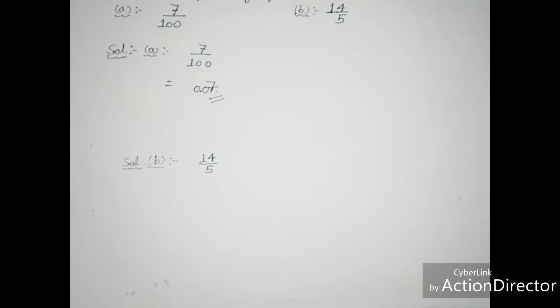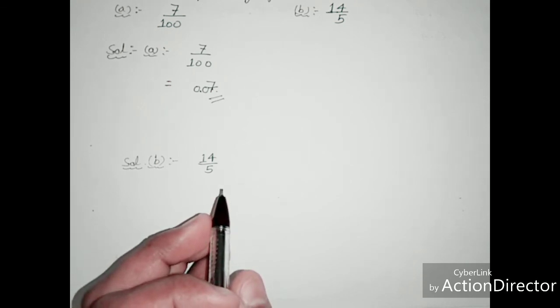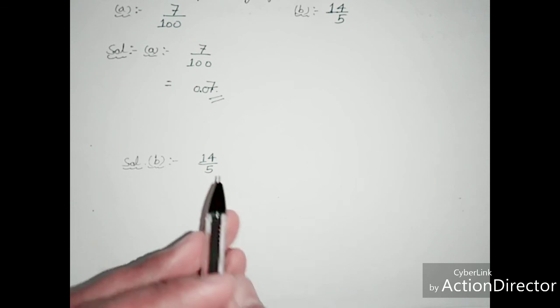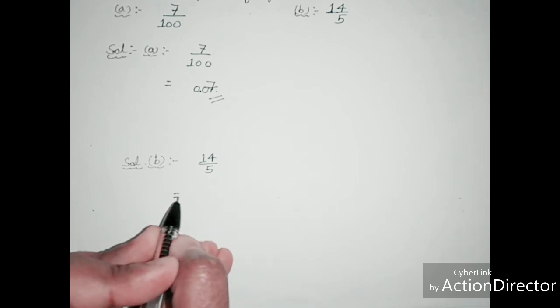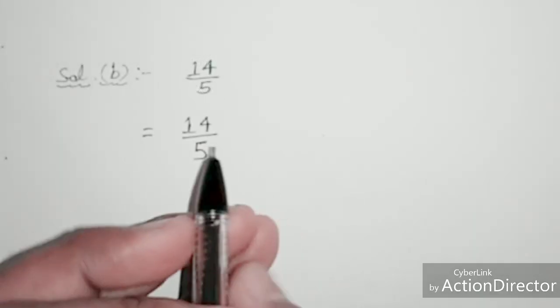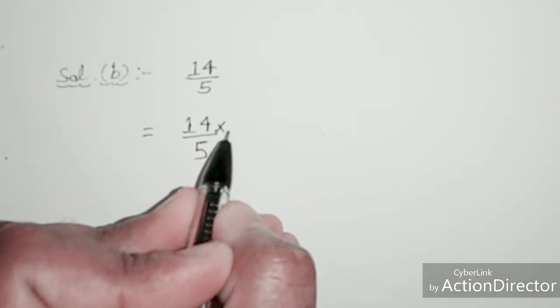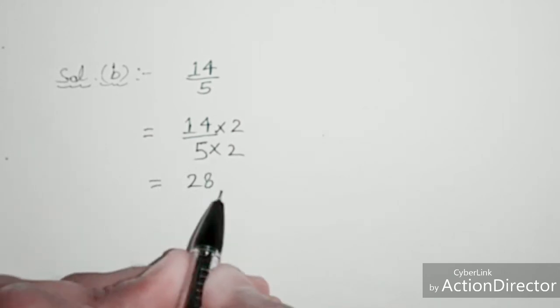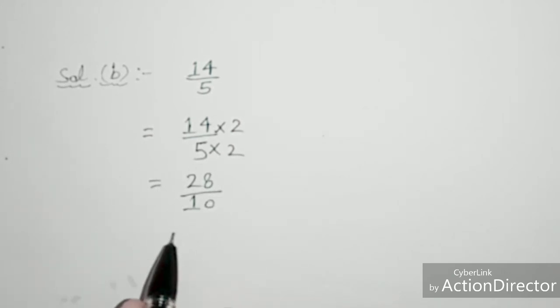Example number B, 14 upon 5. Here first we change the denominator into tens, hundreds or thousands form. So we check, 5 twos are 10, multiplying numerator and denominator by 2. So 14 twos are 28 and 5 twos are 10.